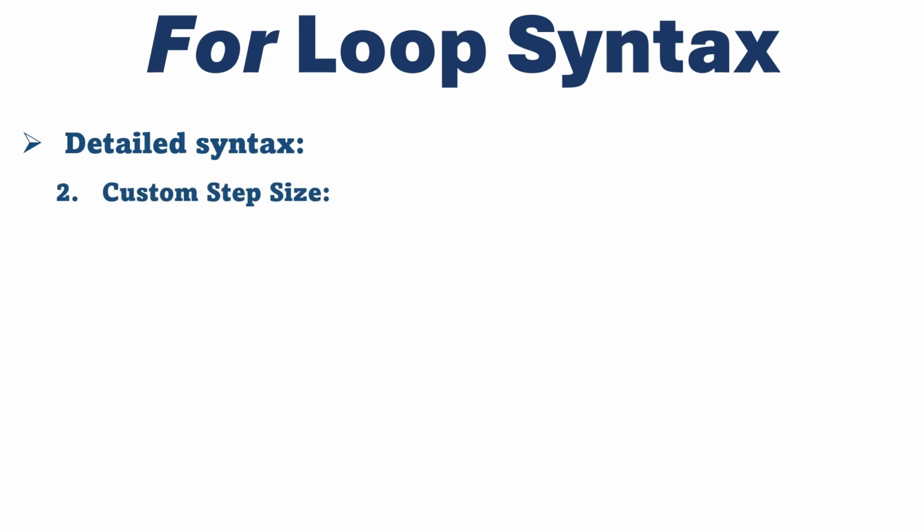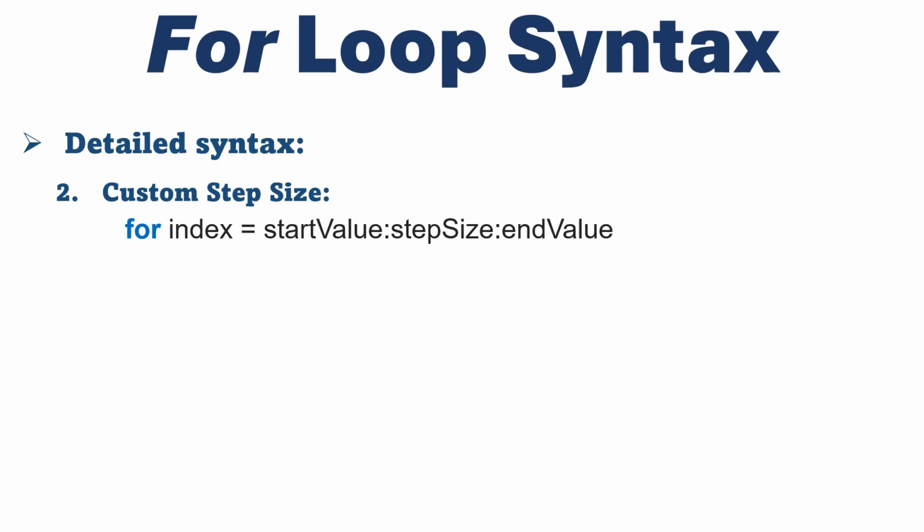And the next is a detailed syntax where we can have a custom step size. So I can customize the step size as per my need. I'll start with the keyword for, then index, start value, then the step size which I want. If I don't write the step size, then by default the step size is 1. And then finally we have to write the end value. Then I will write the code to execute and I will end the for loop.